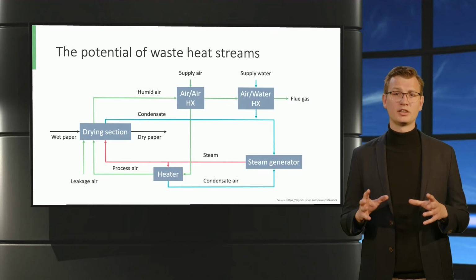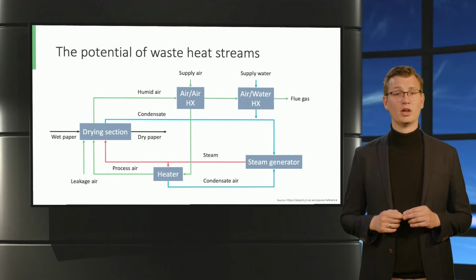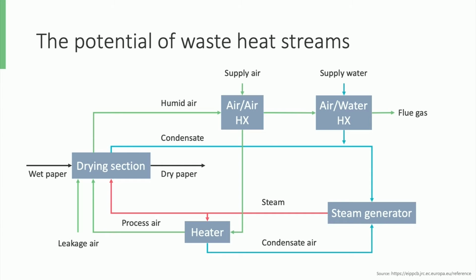To get an idea about the potential of utilizing waste heat, let us revisit our pulp mill example. Drying wet paper at the end of the production process accounts for about 80% of total heating requirements to convert pulp into paper. A schematic overview of this unit is presented on the slide.